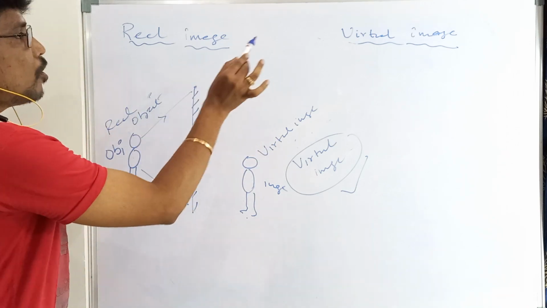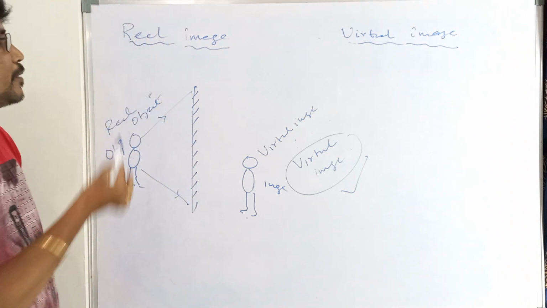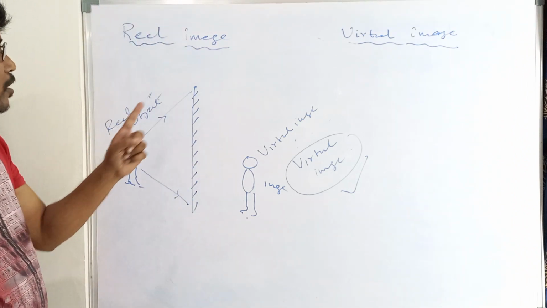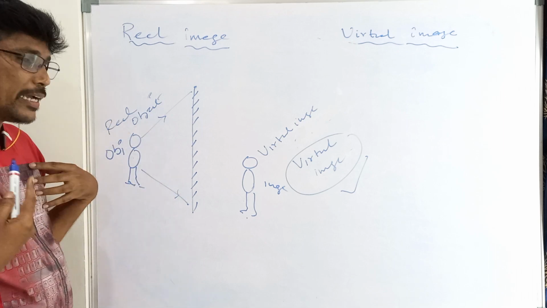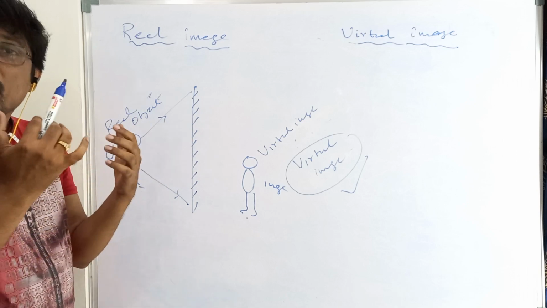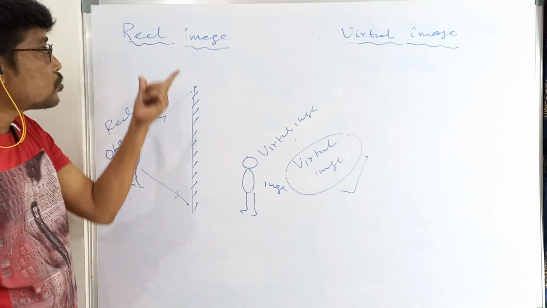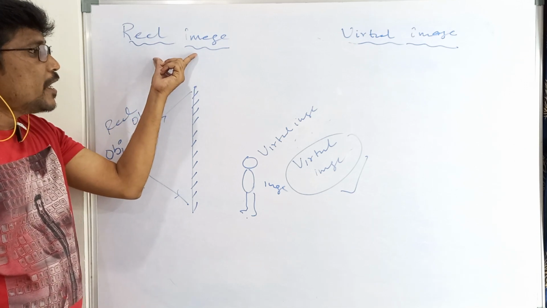Now, what is this virtual image? We will discuss it here, but how do you define the real image? So that means in a plane mirror, if you consider a real object, that is myself, if I stand in front of the mirror, I get a virtual image, but not a real image. So I want to define what a real image is.